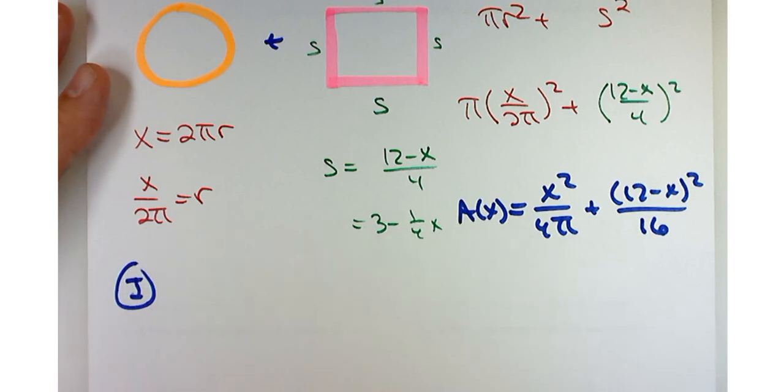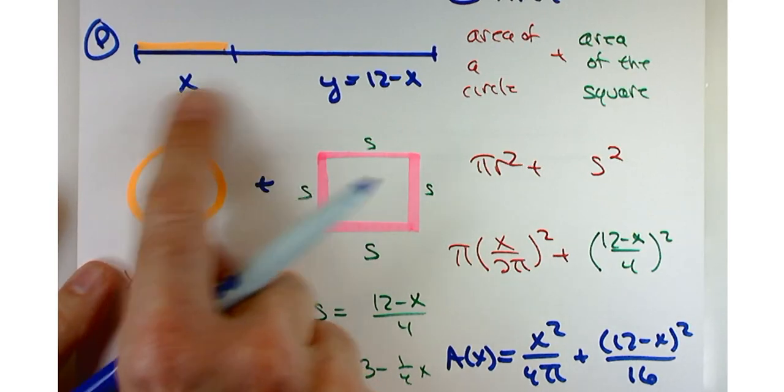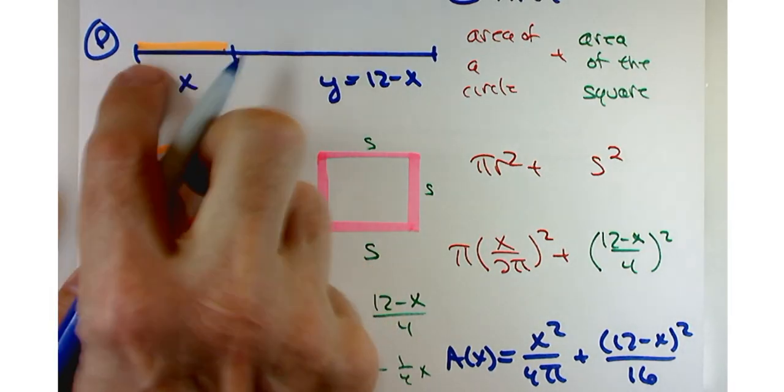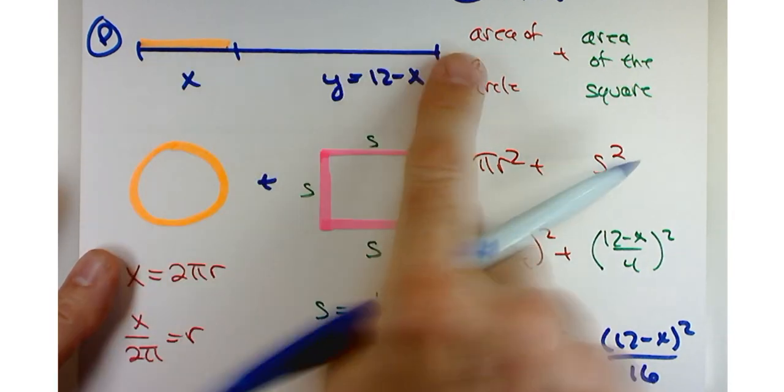Before I work on the interval, are we okay with our function? Let's work on the interval. X is how much material we cut out from one end of the wire. What could X go between?